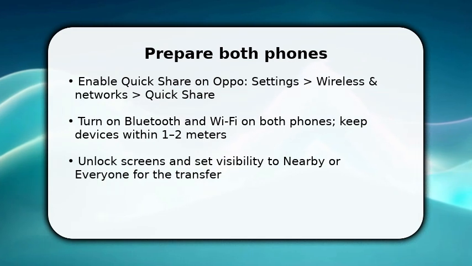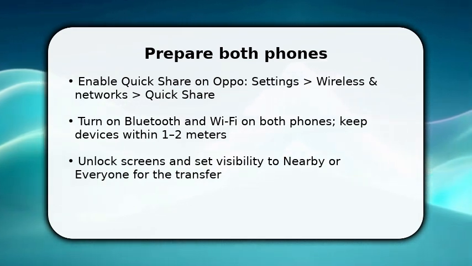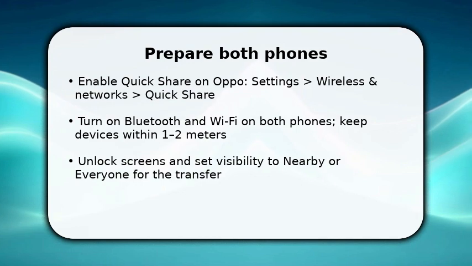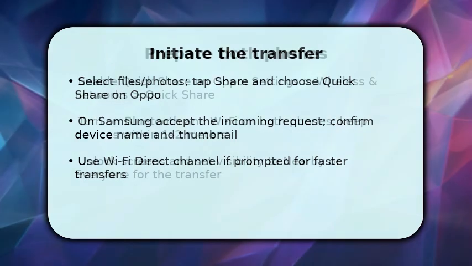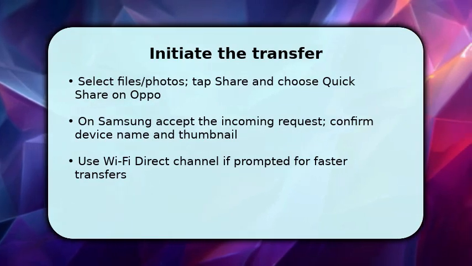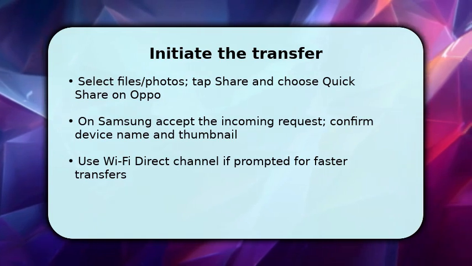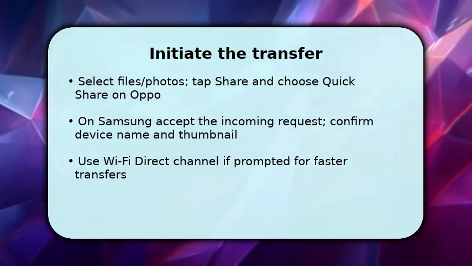Now open the Oppo Gallery or File Manager and select the items you want to share. This initiates the pairing step with the Samsung device. With files selected on the Oppo, tap Share and pick Quick Share. That sends an invitation to nearby devices.